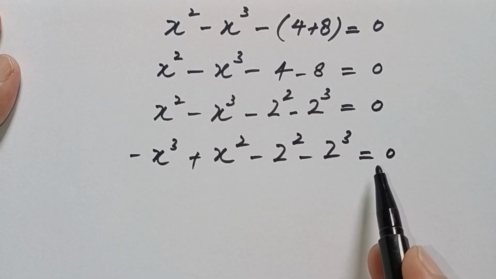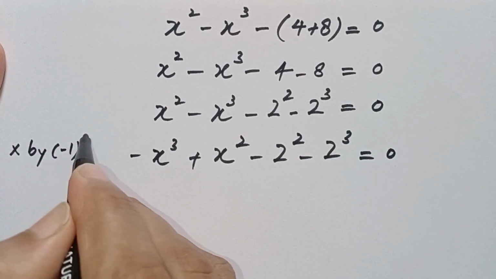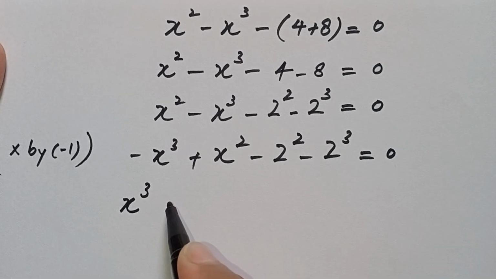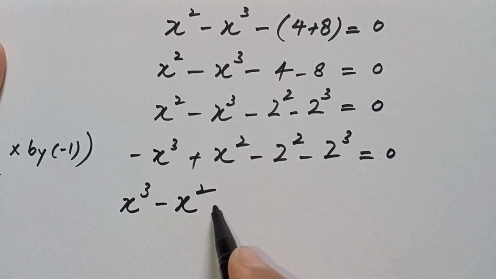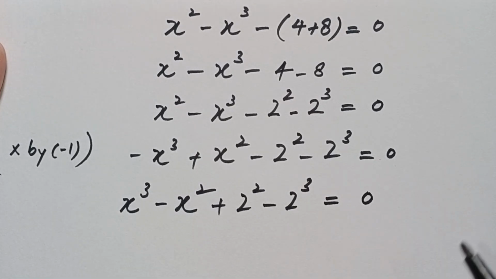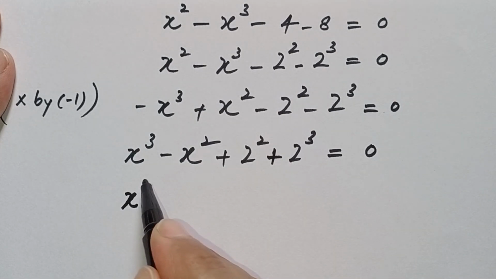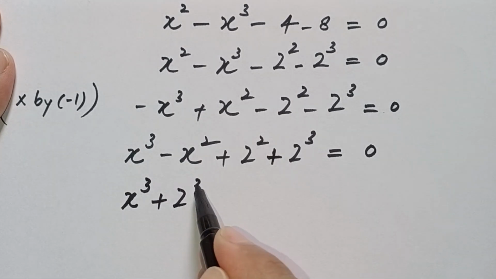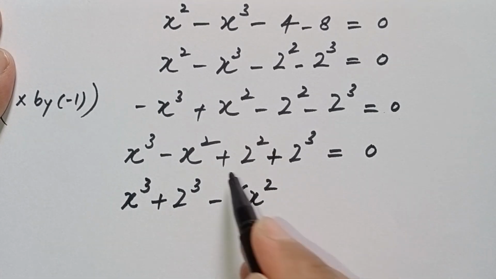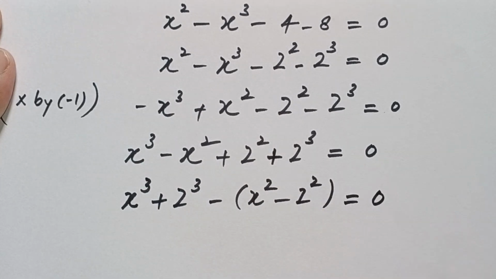So here we will multiply by minus 1 on both sides so that we will get rid of this minus sign with the cube, x cube. So we will write here x cube minus x square plus 2 square. Here we have plus 2 cube is equal to 0. So in the next step, we will write x cube plus 2 cube. We can write them together. And here we will write x square, and minus is common, so we will write minus 2 square is equal to 0.